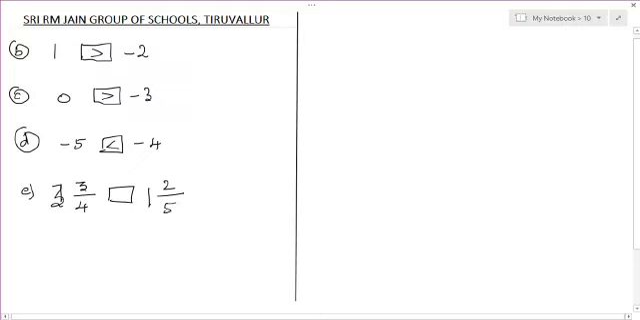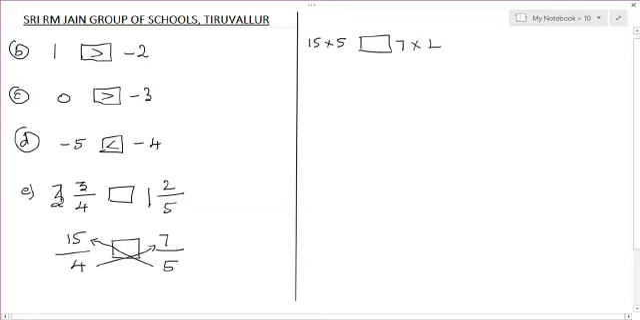So this is a mixed fraction. First change it to an improper fraction. So you will multiply the denominator with the whole number part. 4 into 3 is 12 and add it with the numerator. 12 plus 3, 15 by 4. And we are going to compare it with 5 into 1, 5. 5 plus 2, 7 by 5. Both the denominators are different. So you can just cross multiply to find out what it is. So if I cross multiply, it is 15 into 5. We are comparing it with 7 into 4.